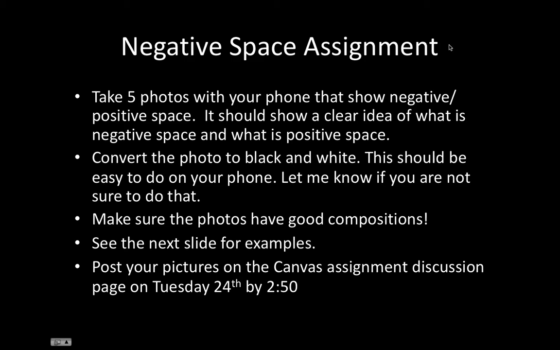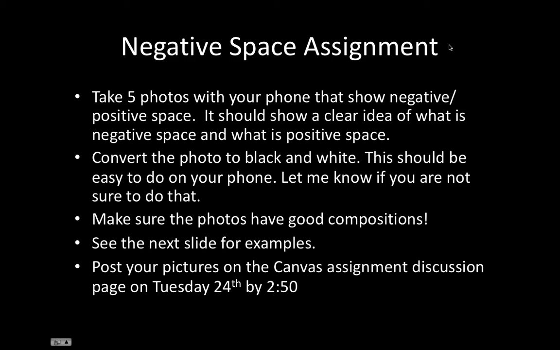what negative and positive space is. So what we're going to do first is take 5 photos with your phone that show negative and positive space. It should be very clear what is negative space and what is positive space. You are going to convert these images into black and white. You can do this on your phone. If you're not sure how, you can let me know. Maybe Google it first, then let me know.